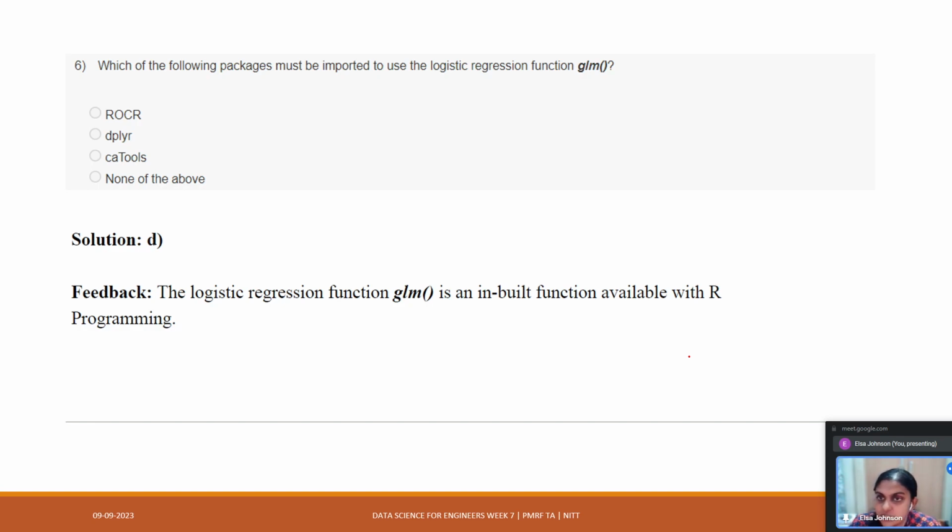This is just a direct question. Which of the following packages must be imported? GLM, that you will be using for logistic regression.